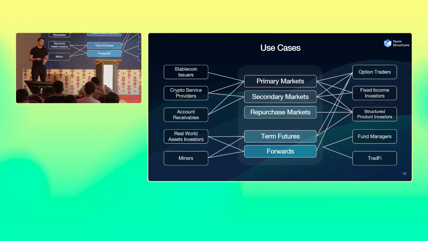So you can have Bitcoin miners that want to hedge the Bitcoins that they mine by doing futures or forwards. You can have RWA investors that want to borrow or lend using their assets as collateral. You can have fund managers and TradFi people, structured products investors, options traders, people that want to make arbitrages, or arbitrageurs, stablecoin issuers. There's many different interactions between primary and secondary markets and the products that are going to be on the platform.